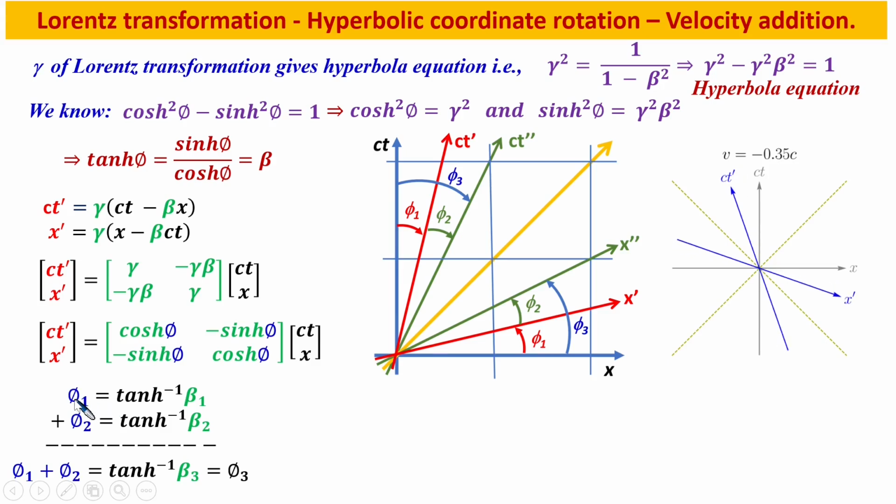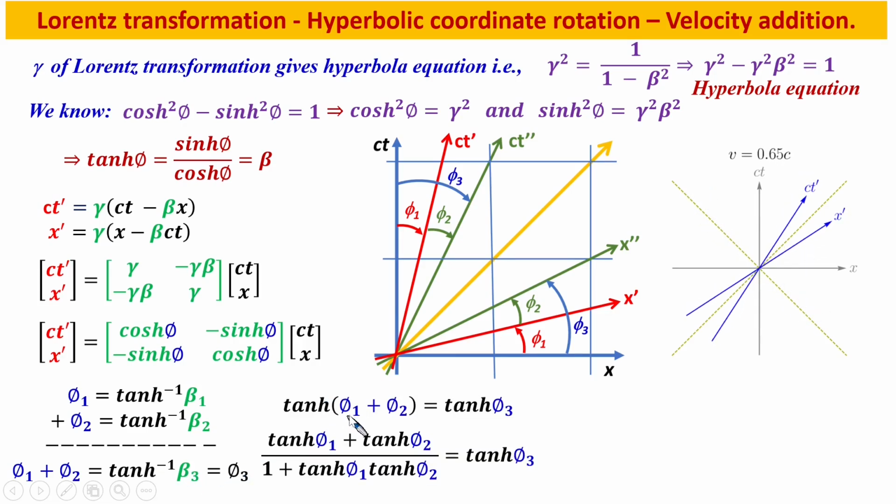Now I write this angle phi 1 as tanh inverse of beta. So for phi 1 this is beta 1 and for phi 2 it is beta 2. So here I get phi 1 plus phi 2 equal to tanh inverse of beta 3, that is equal to phi 3. So then I can write tanh of (phi 1 plus phi 2) is equal to tanh of phi 3, because phi 1 plus phi 2 is phi 3.